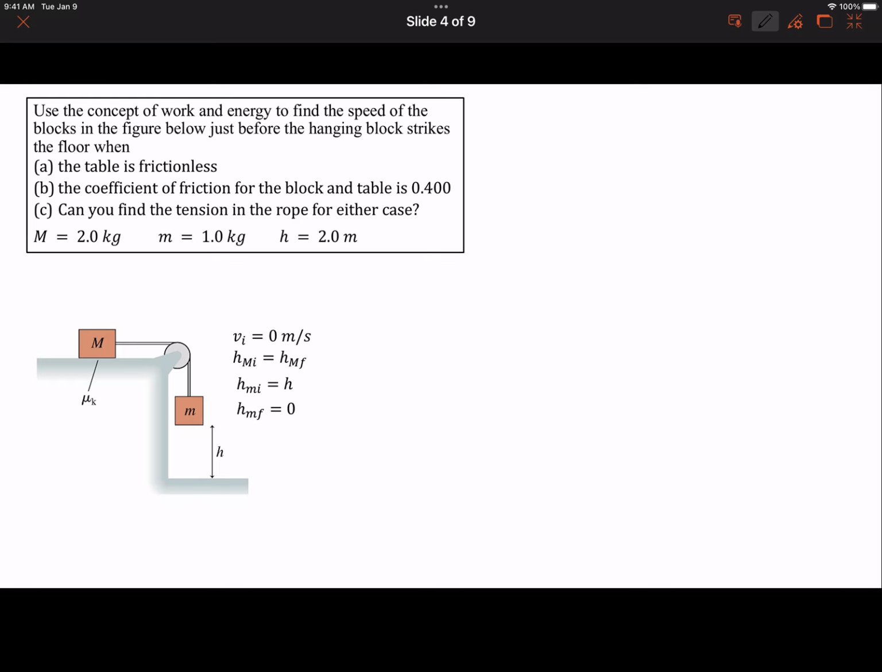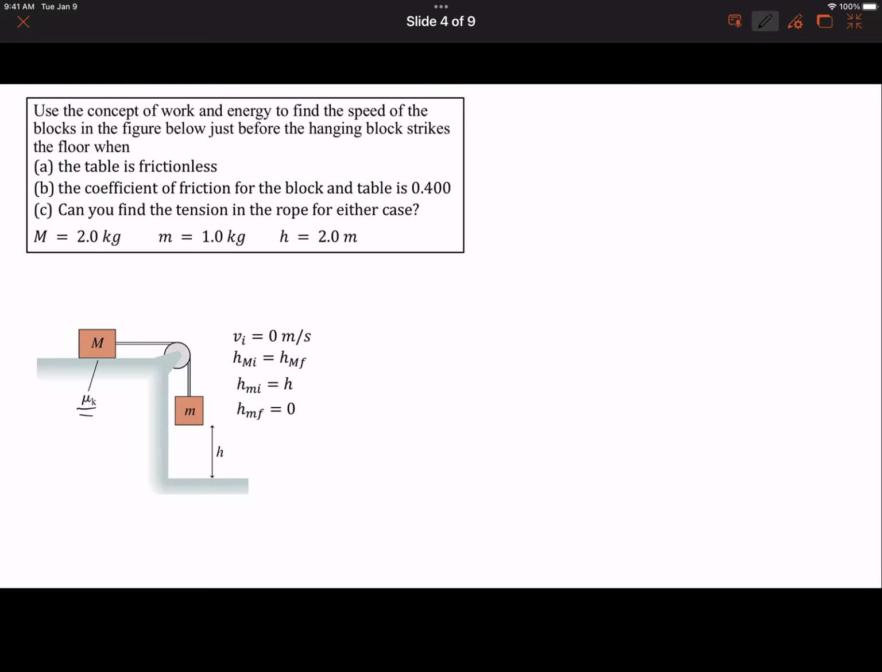All right, so now we're going to look at the same type of problem that we looked at in the past, where we've got two blocks that are connected by a rope, and we are asked to determine basically how fast the blocks are moving right before the hanging block hits the ground. But in this case, we are now going to consider the fact that there is friction present.